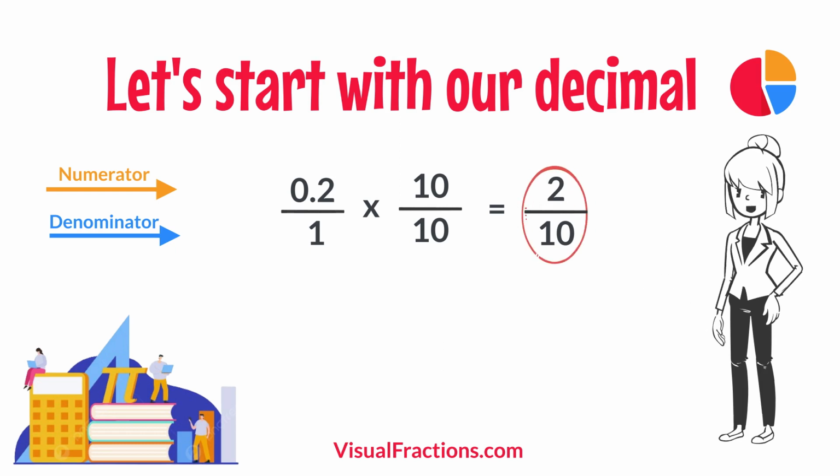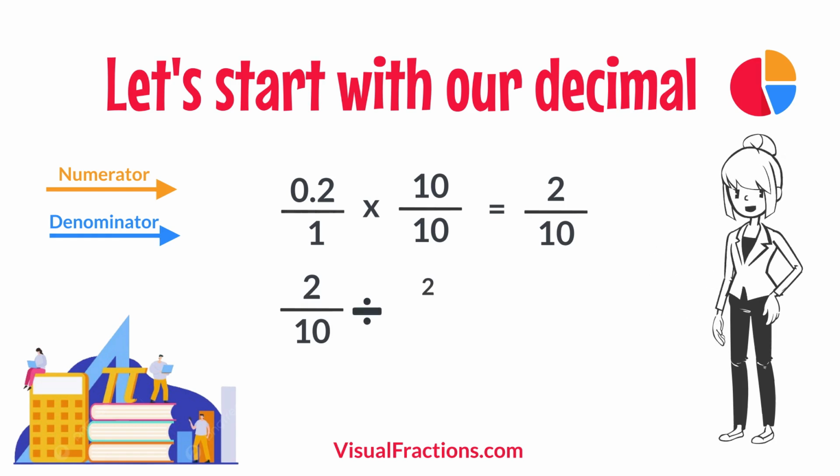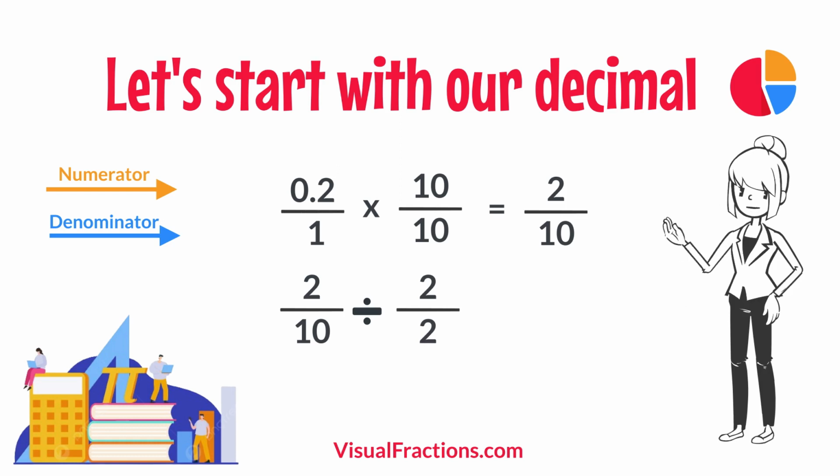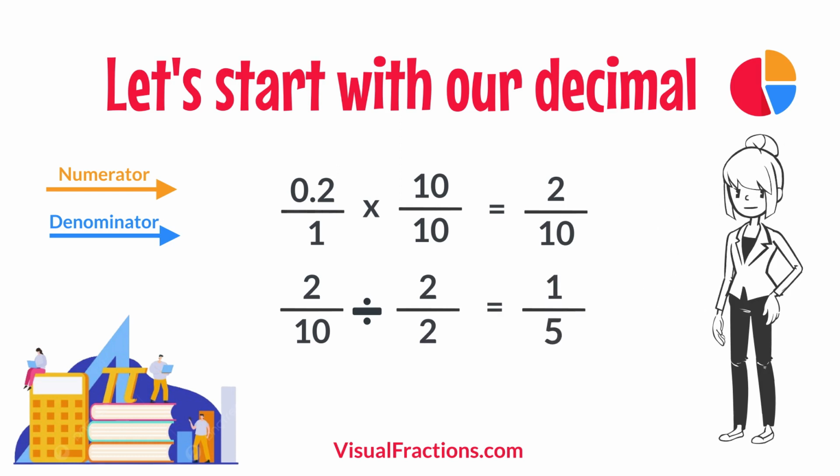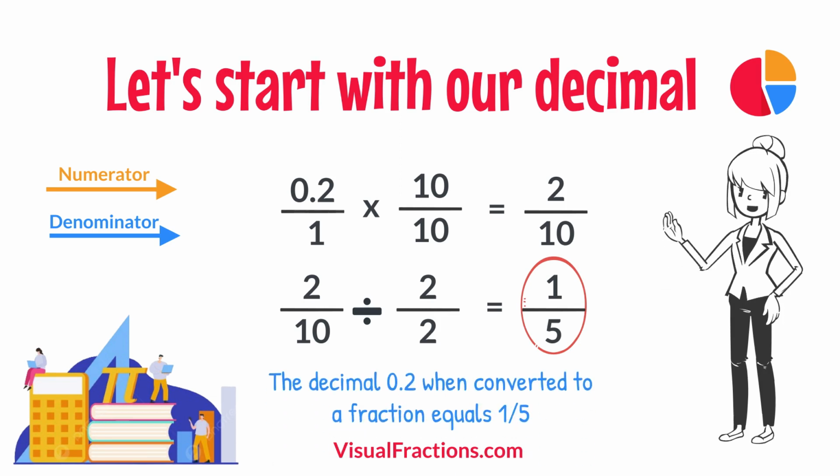Next, we simplify. Both the numerator and the denominator in 2/10 are divisible by 2, the greatest common divisor. Divide 2 by 2 to get 1 and divide 10 by 2 to get 5. So, 2/10 simplifies neatly to 1/5. And there you have it. The decimal 0.2 when converted to a fraction equals 1/5.